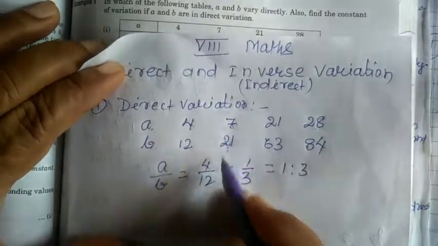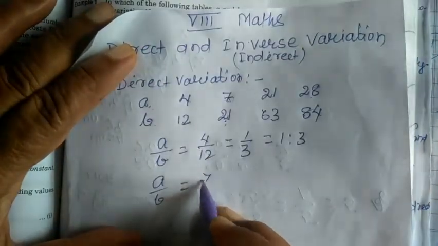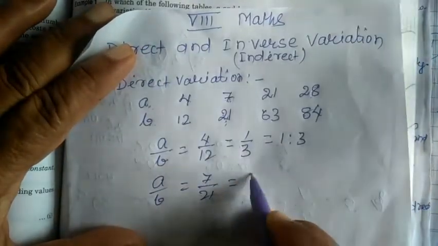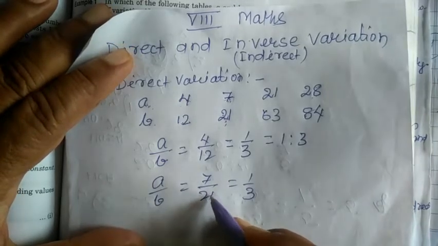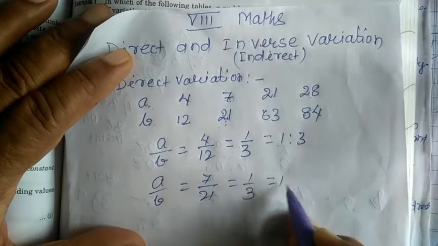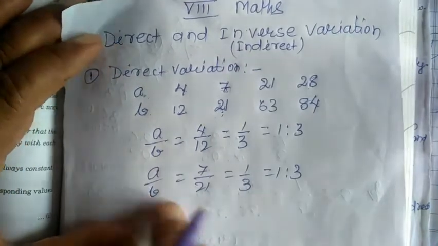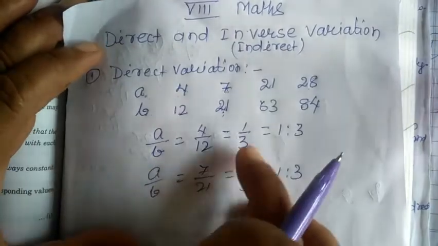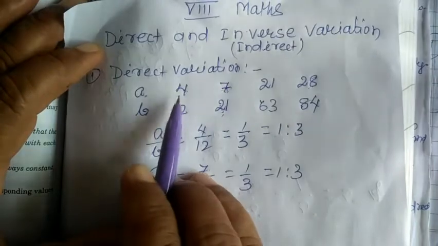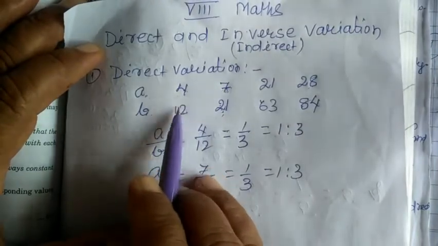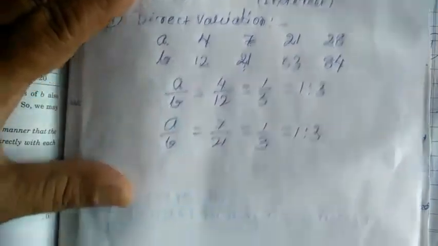Now for the second values of A and B, we take the ratio 7 by 21. It is also 1 by 3, because dividing both by 7 we get 1 by 3. Its ratio will be 1 by 3 only. So in the same way, whether the ratio is 1 by 2 or 2 by 1, the ratio of the variables will always be constant in case of direct variation.